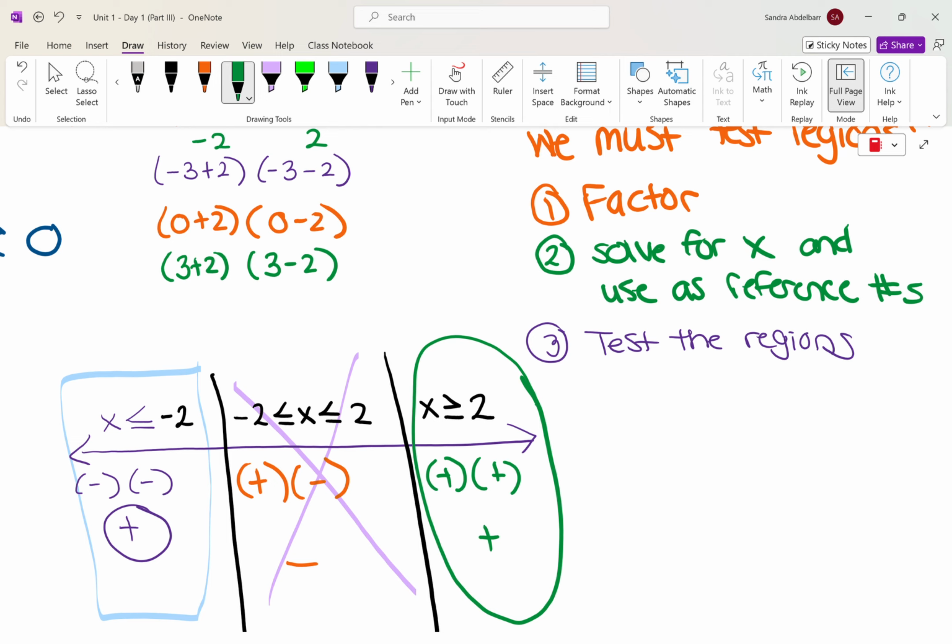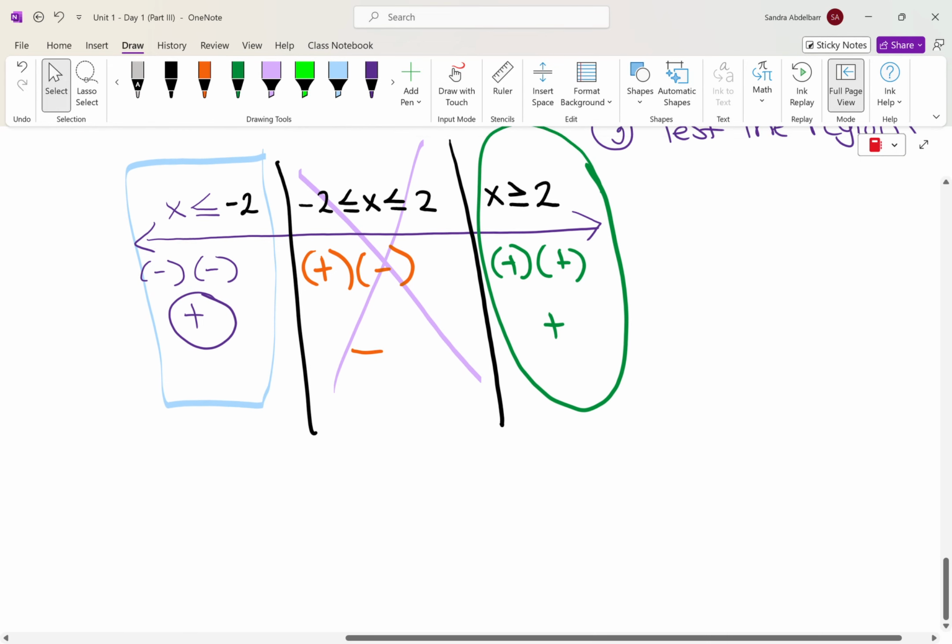Okay, a little hint for you. Generally speaking, if the first column works, the last column will work. And if the first column doesn't work, the last column won't work, and the middle column will work. So really all you have to do is test one region, and you'll know. If this one works, then these two are your answers. If this one doesn't work, then this one is your answer.